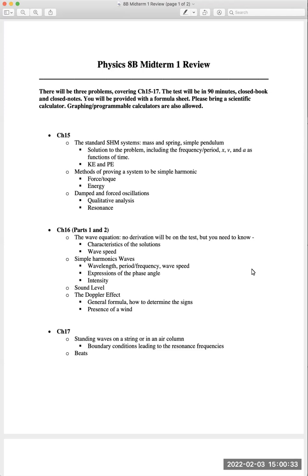Again, there are 3 problems, of equal number of points. If you understand these topics that we just reviewed, you should be fine for the midterm. It's 90 minutes, 1.5 hours, which is an average of half an hour for each problem. There's plenty of time. Closed book, closed notes, but I will provide you with a formula sheet, and you can use a scientific calculator. Any fancy ones are permitted as long as they don't have internet connection. So that's the review.